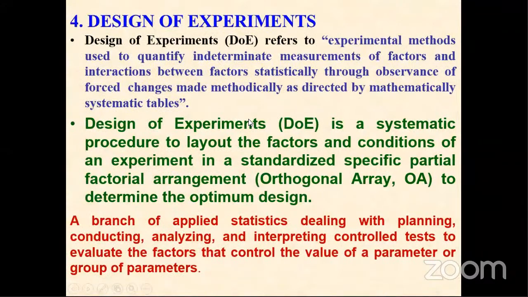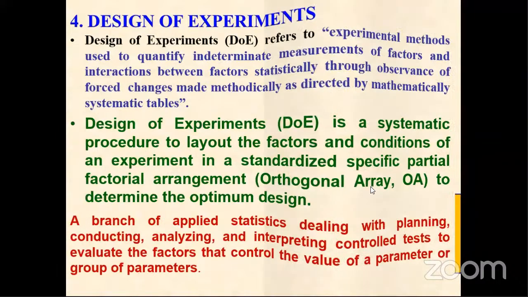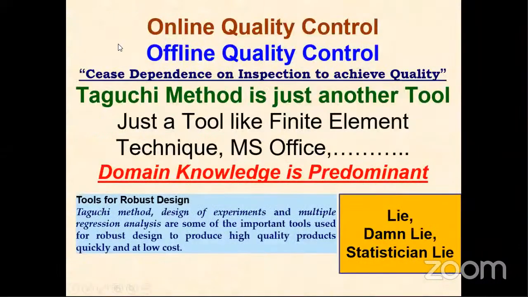Right, sir. So what is design of experiments? Keeping aside all this blah, blah, blah, you could see an orthogonal array term: how I can conduct my experiment. Say, for example, that's what I told: online quality control, offline quality control. It sees dependence on inspection to achieve quality.